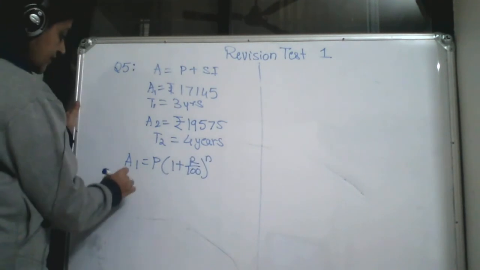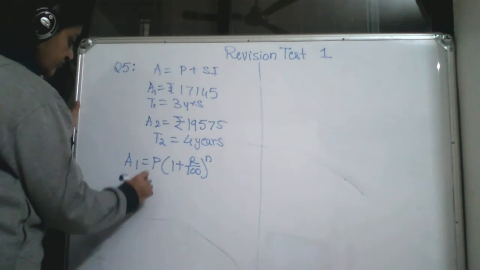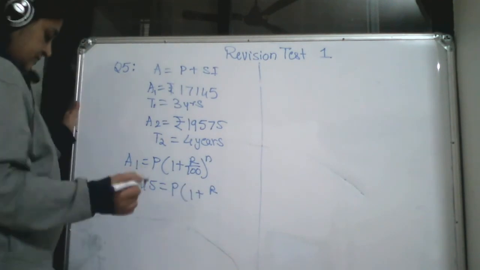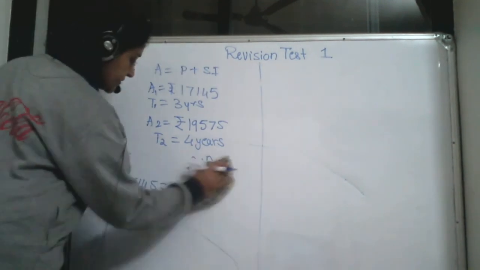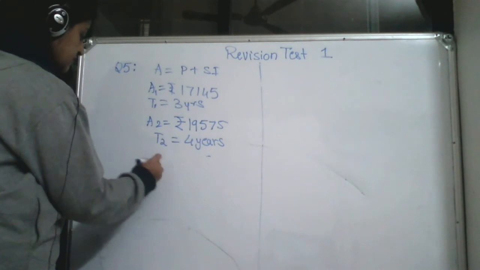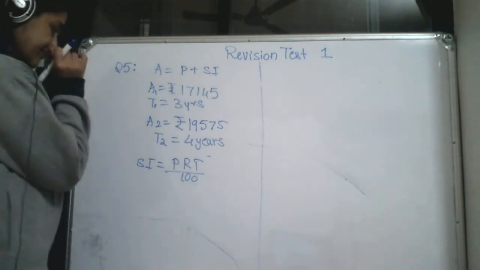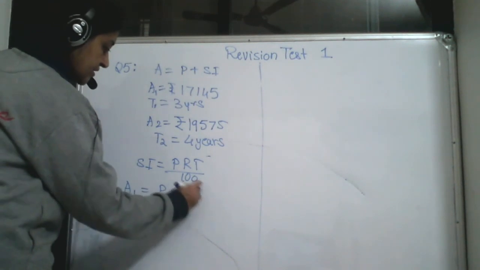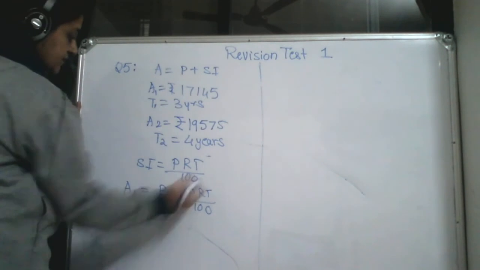So for A1 what will happen? A1 is how much? 17145 is equal to P, we do not know, 1 plus R, also we do not know. Okay, let's take it as simple interest, that will be easier. Okay, let's correct it with simple interest. Okay, what is SI? SI is equal to PRT upon 100. So I have to write A1 is equal to P plus PRT upon 100. Why? Because I have written P plus SI. You can understand that.